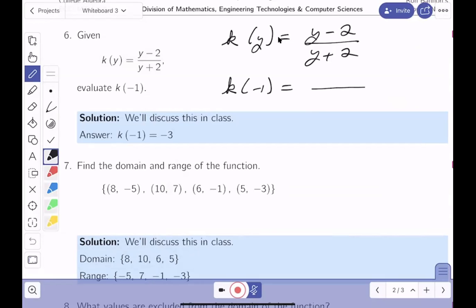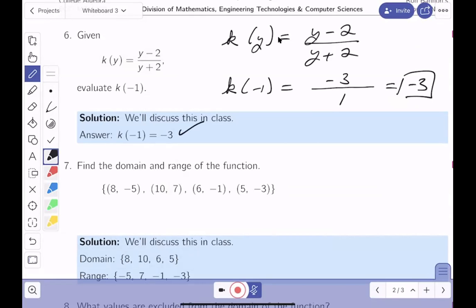Well, you know what? I think I get a little better at this. And so if I did the top, what would you get? Minus 1 minus 2 is minus 3. And minus 1 plus 2 is 1. And what does that give me? Minus 3. Feel good about that.